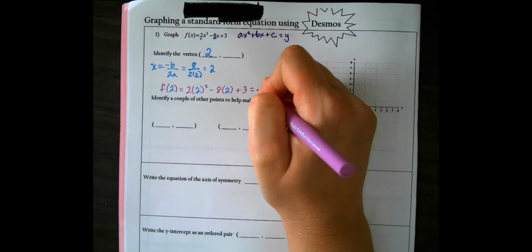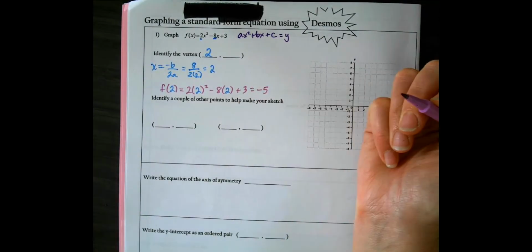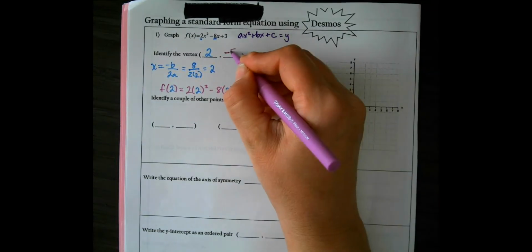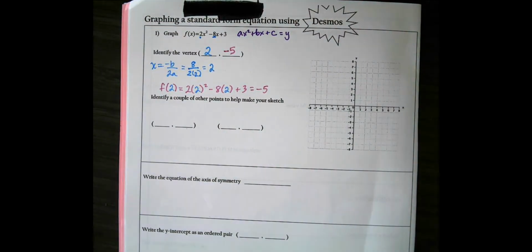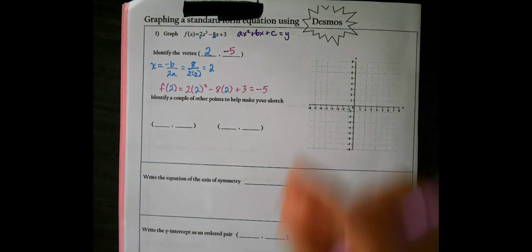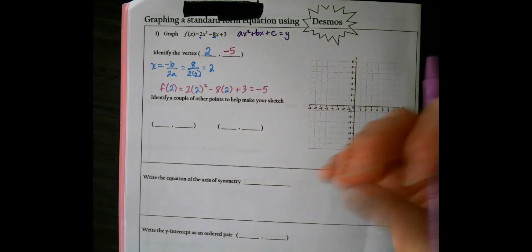So that gives us negative 5. If you just type that in your calculator, or you do the math on your own, you should end up with negative 5. And that goes right here. So I have the point 2, negative 5. That is going to be either the top point of my parabola or the bottom point of my parabola.